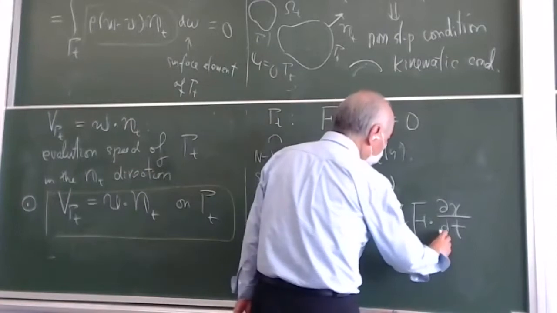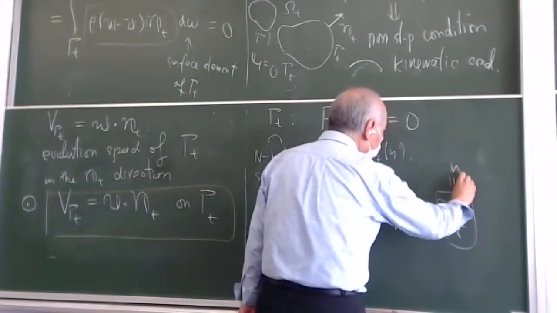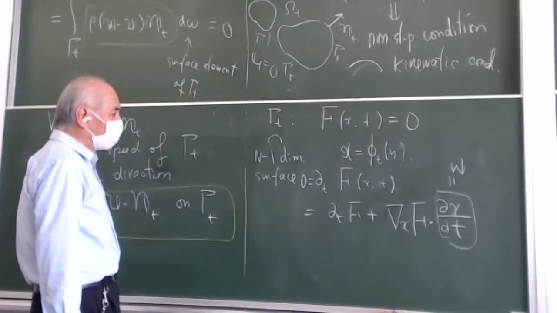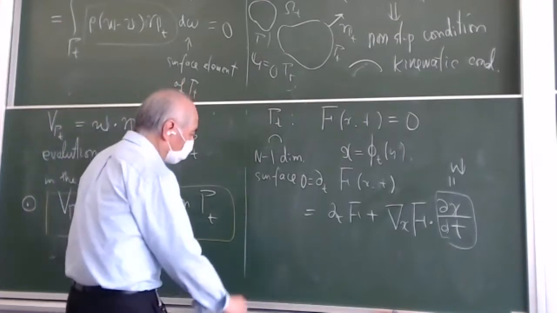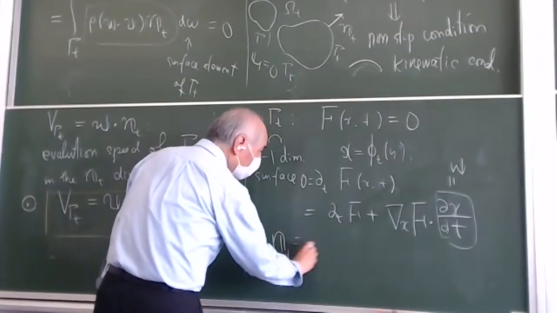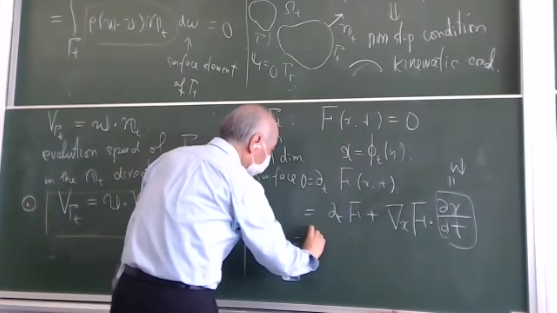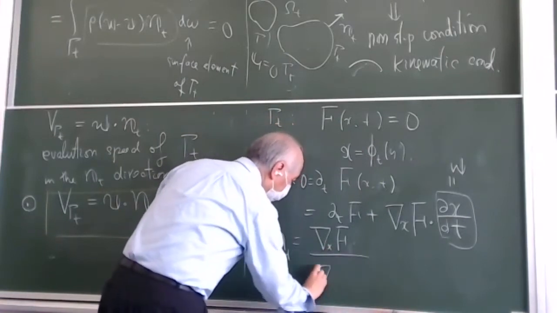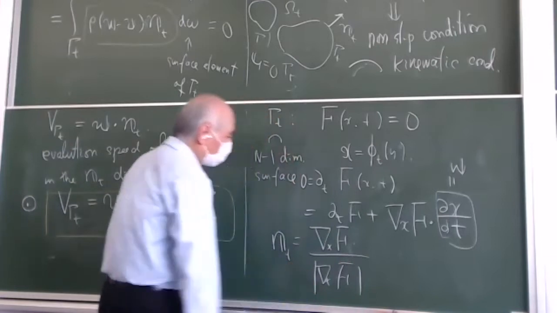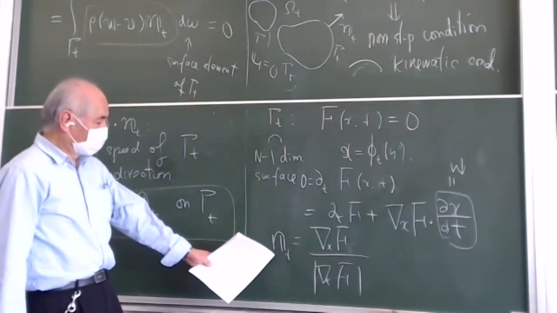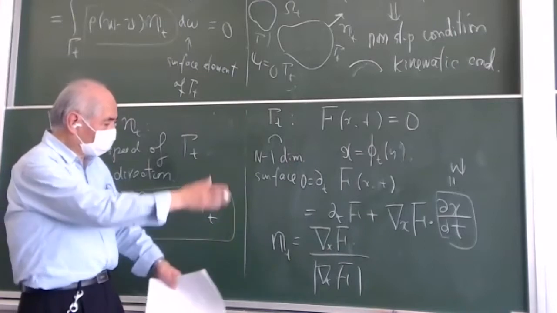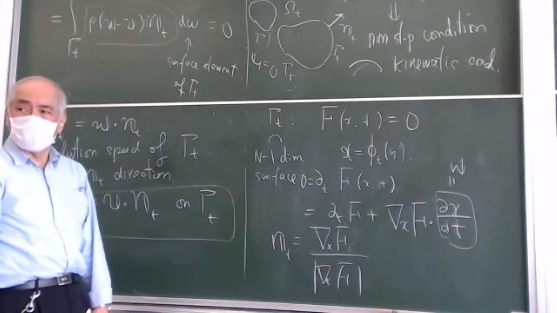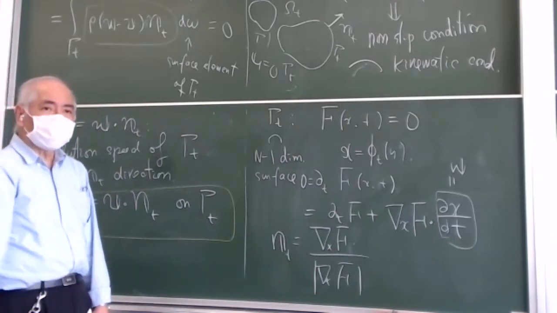And now this is the w notation, but you know that n sub t is from this representation, then it is this. The unit outer normal is given in this way. Okay. This is elementary geometry.